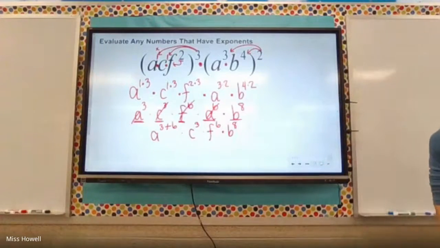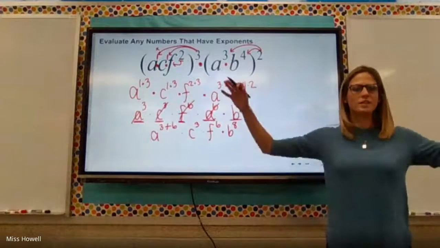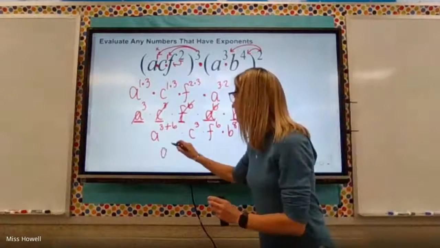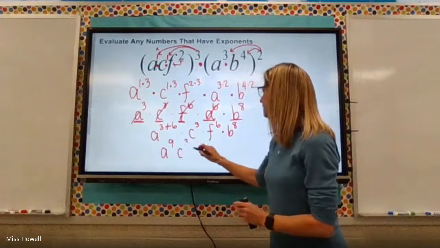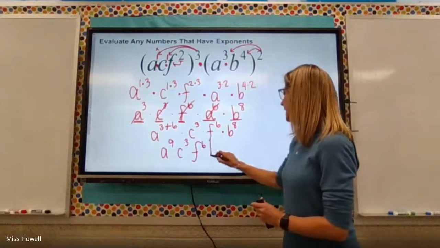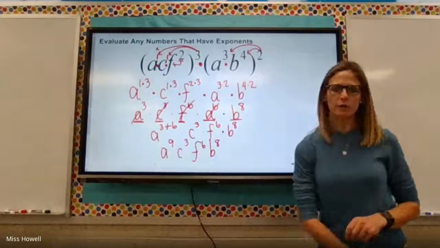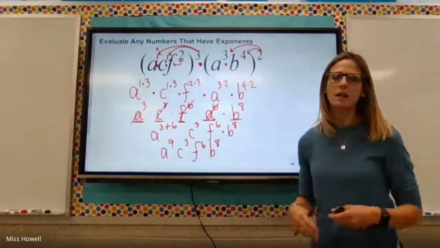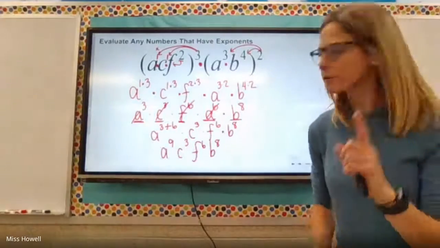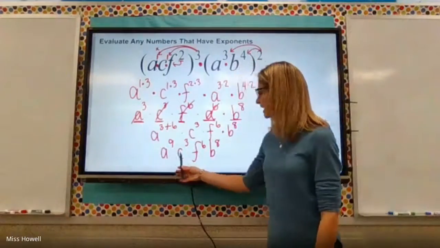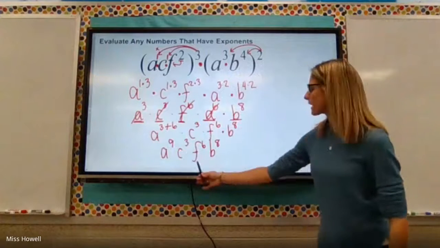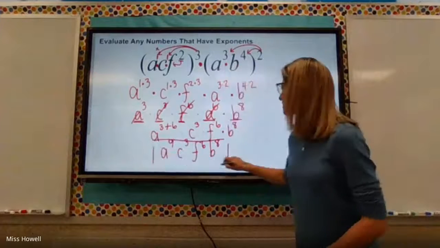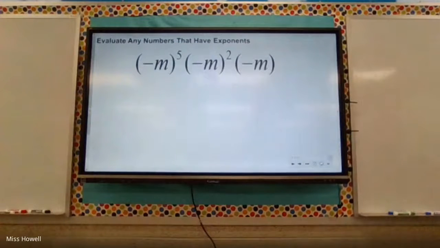All right, since there's going to be no other rules here to perform, we're going to take the whole thing and put it together as one big simplified thing. So we now have an a to the ninth, a c to the third, an f to the sixth, b to the eighth. Now, I could have this in any order. The b to the eighth could have been in the front, the c to the third with the f to the sixth behind it, right? They could be jumbled however you want. However, the a has to have an exponent of 9, the c would have to have the exponent of 3, the f has to have the exponent of 6, and the b would have to have the exponent of 8. Good final simplified version.